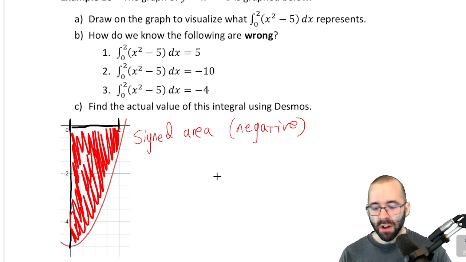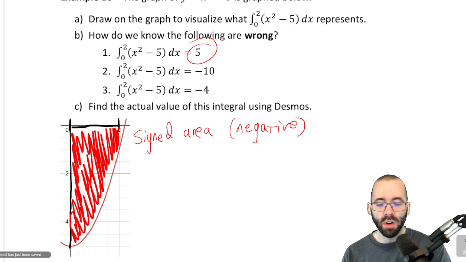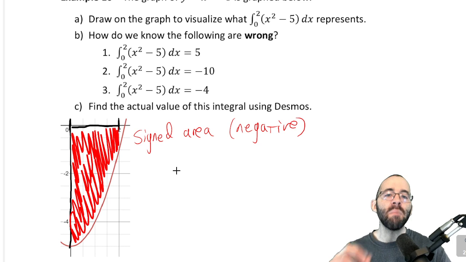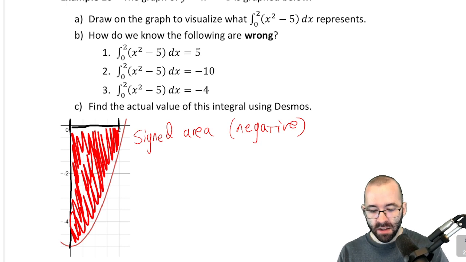So if we know this is what the function looks like and we use technology to find it, and let's say Desmos told us this area was 5, where this integral is 5, we would know we messed something up. This integral cannot be 5 because we're below the x-axis.